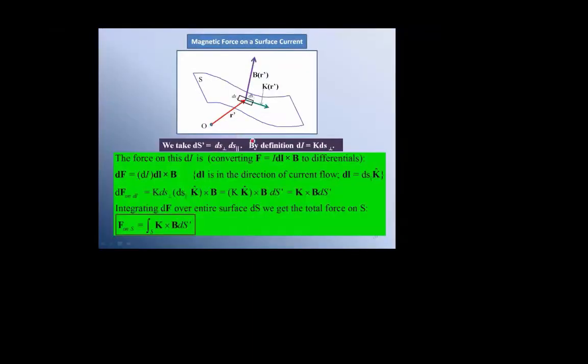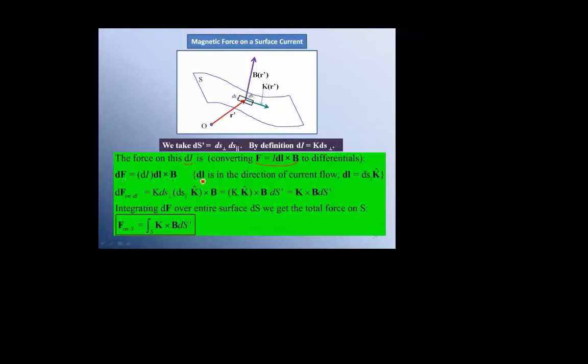I'm repeating this here. By definition, the current entering this small area is equal to K times the distance across this area element in the perpendicular direction. So in other words, the distance that crosses K in a perpendicular manner. But now let's go to the force. We're going to take dI as our current. So we're simply going to convert our Lorentz force, I dl cross B, to differentials. In other words, we'll put in a dF here and a dI here. So the differential of F is equal to dI dl cross B.